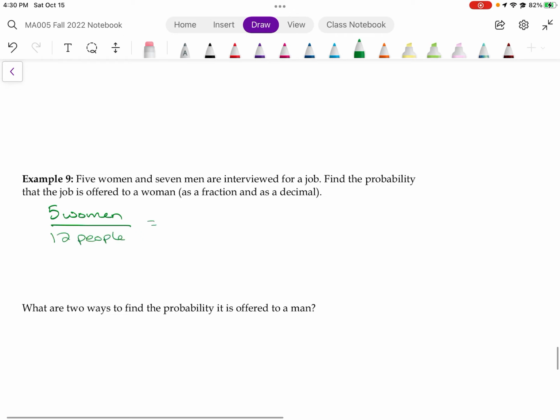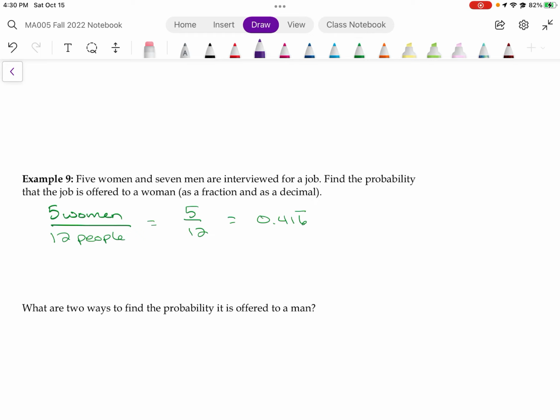Okay, so the chance, if it was random and everyone was equally qualified, would be 5 out of 12. Okay, 5/12. If you put that in your calculator, you're going to get 0.416 repeating, and you may need to round that to some decimal that you're told to round to in the problem. What if it was offered to a man? What's the probability of that?